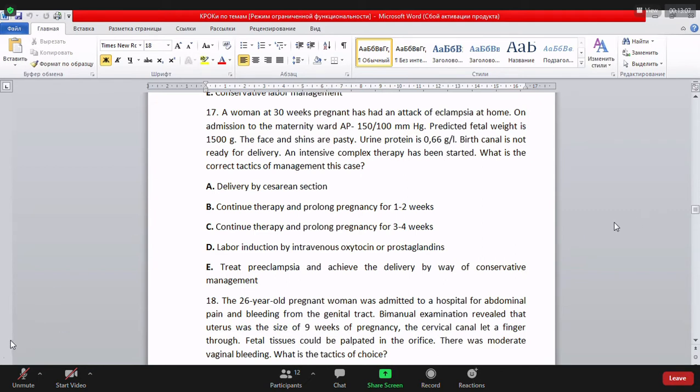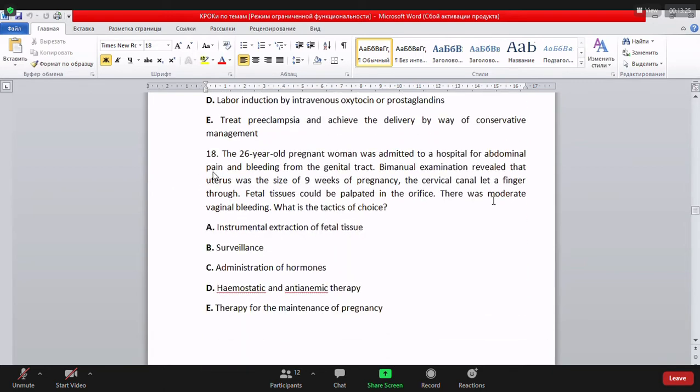Guys, if you see in the test that it was eclampsia, of course, you need to finish labor at any age of pregnancy with the help of cesarean section. If it was eclampsia, we don't wait, because it can finish very dramatically.